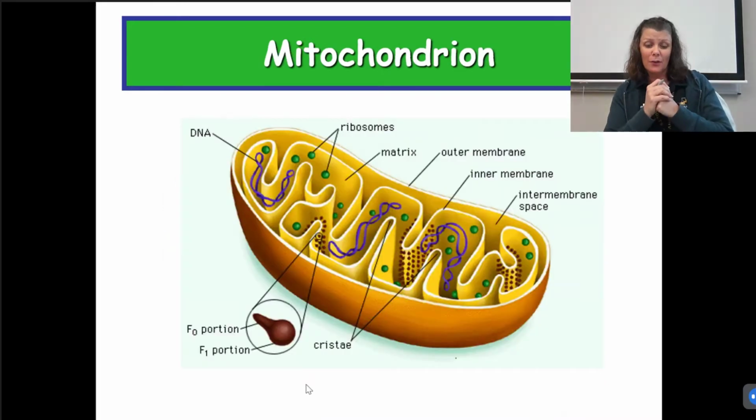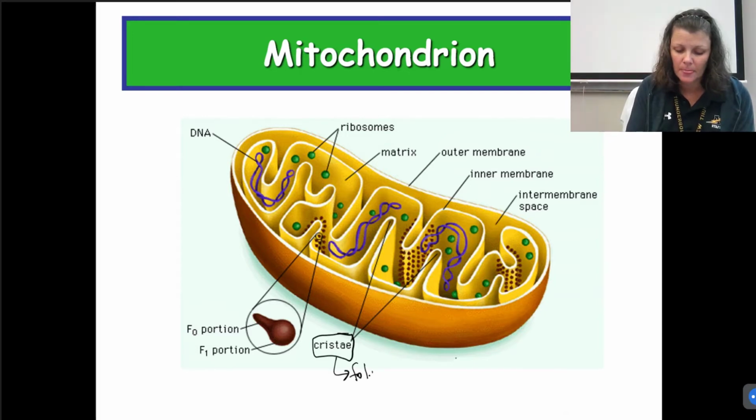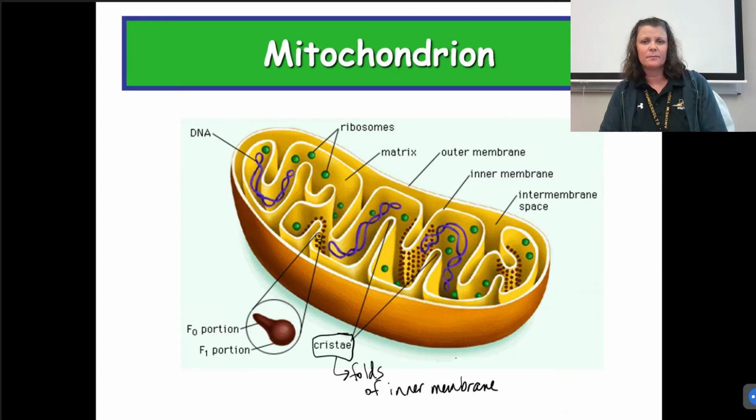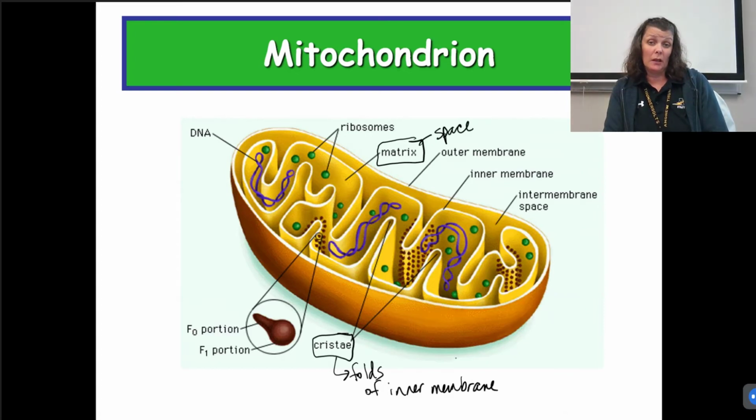And then when we look at a mitochondrion, you see that there's 2 membranes. And the inner membrane, see how it kind of loops in and out? We call those loops the cristae. So they're the folds of the inner membrane. And then the space in between the membranes is going to be the matrix. So it's kind of like the stroma of the chloroplast, but here we're calling it matrix.